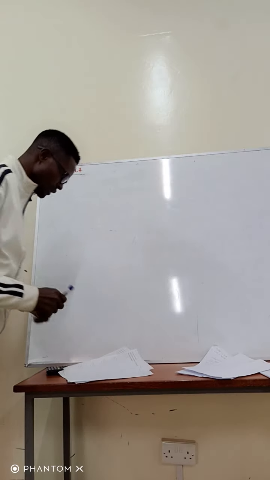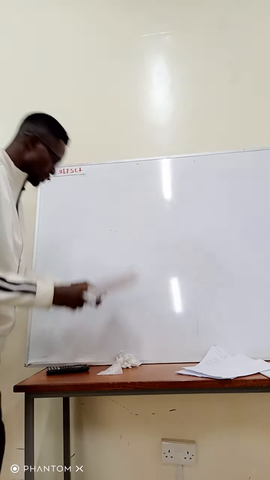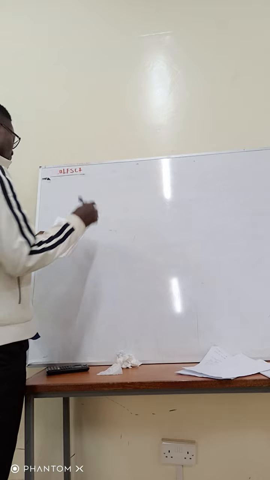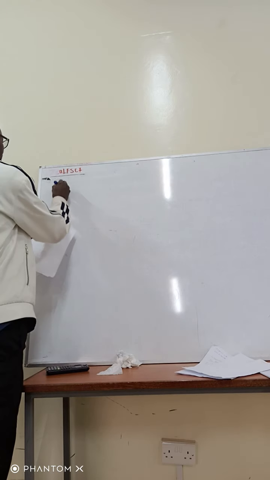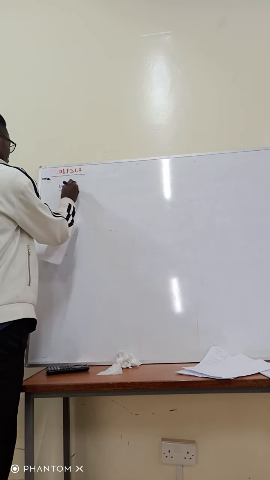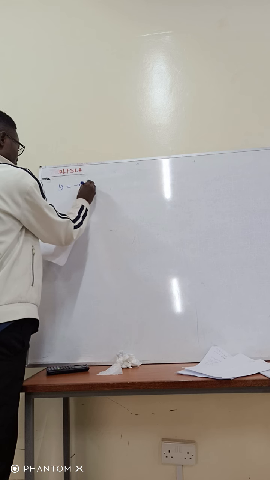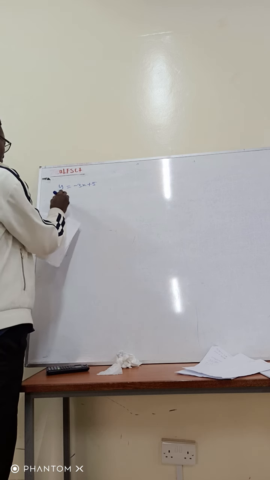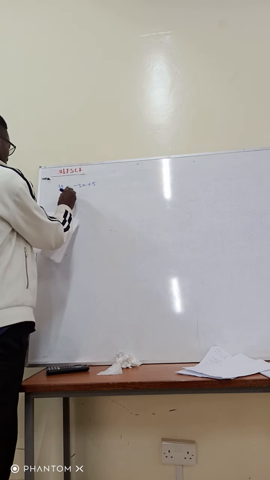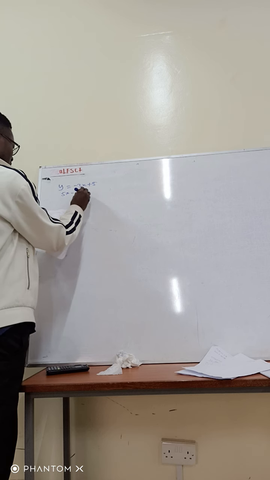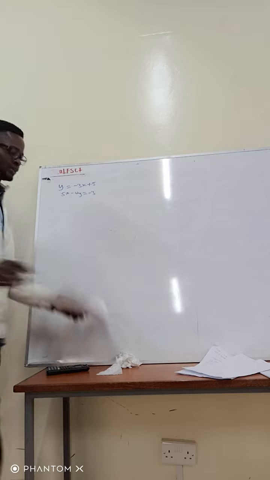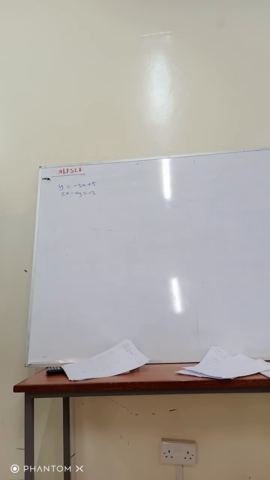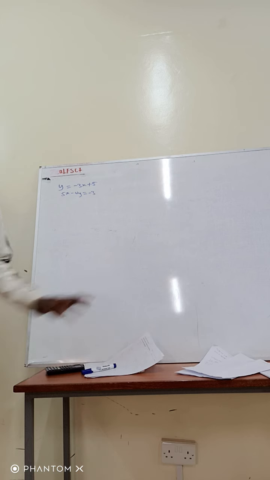So this one we have y is equals to negative 3x plus 5. Then we have 5x minus 4y is equals to negative 3. So you can solve first by substitution, and then you solve by elimination.